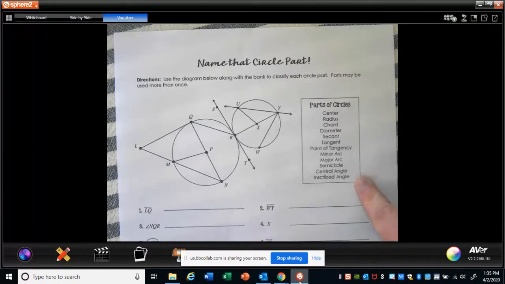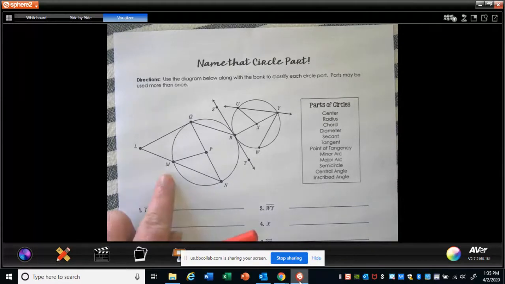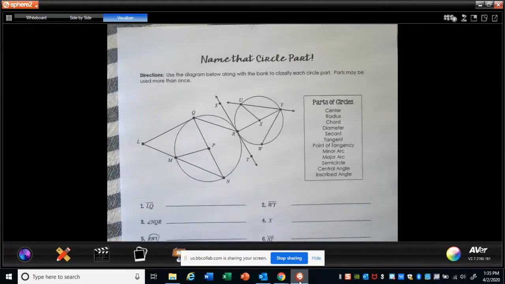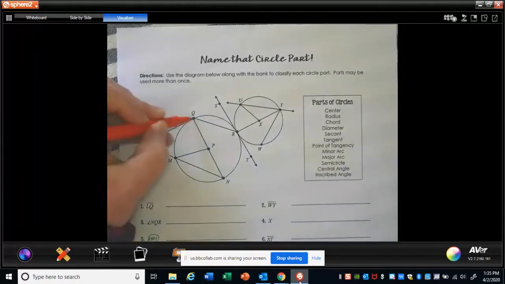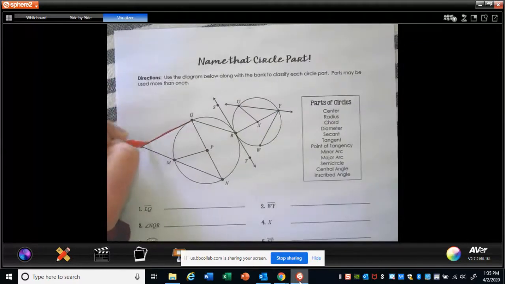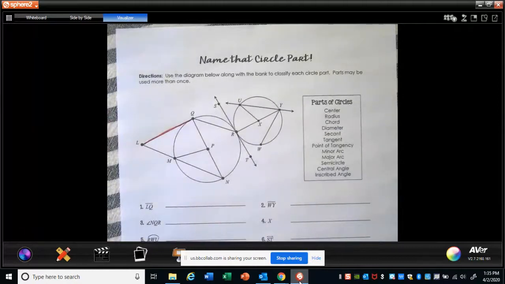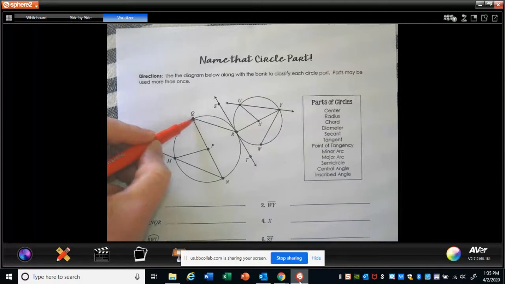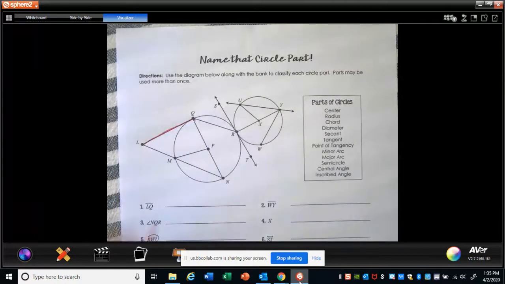So we've got our word bank here, and we've got symbols here that we are going to have to identify on this diagram. So let's look at the first one. This is segment LQ. If we locate segment LQ, we notice that this segment is outside the circle, but it's touching the circle at one point. So this would be a tangent.